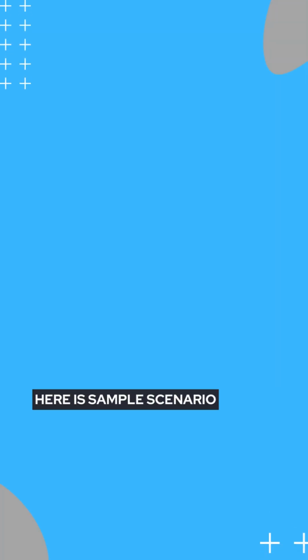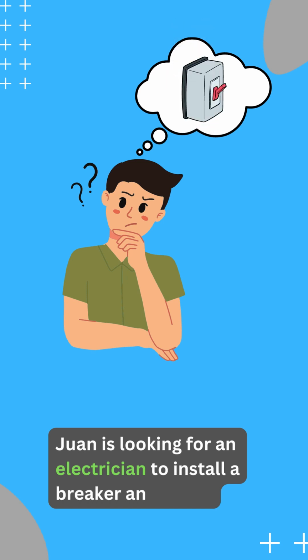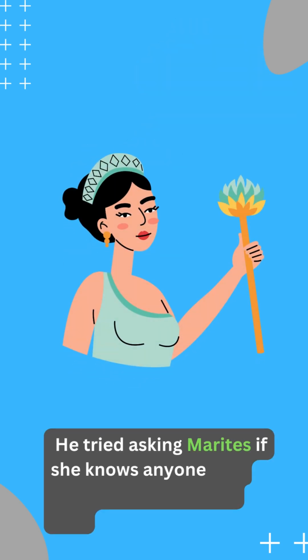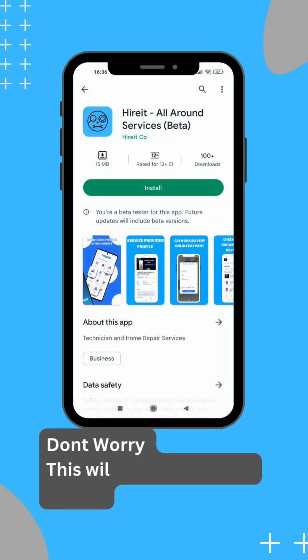Here is a sample scenario. One is looking for an electrician to install a breaker and outlet. He tried asking Hireit if she knows anyone, but she also doesn't know one. Don't worry, this will be the right app for you.